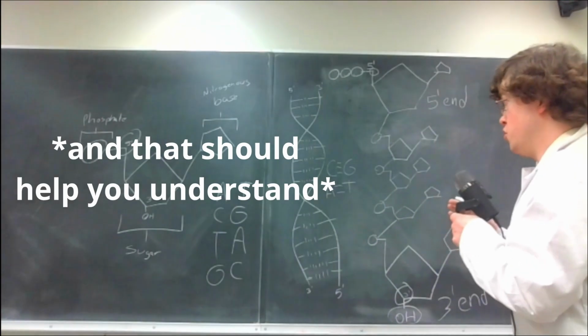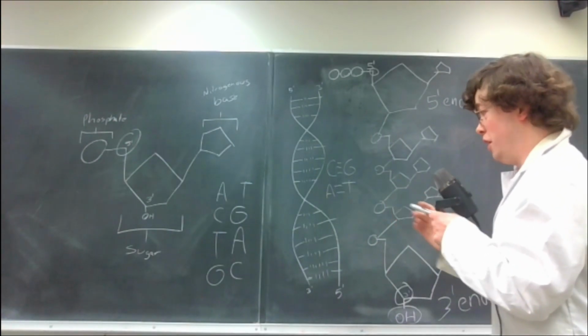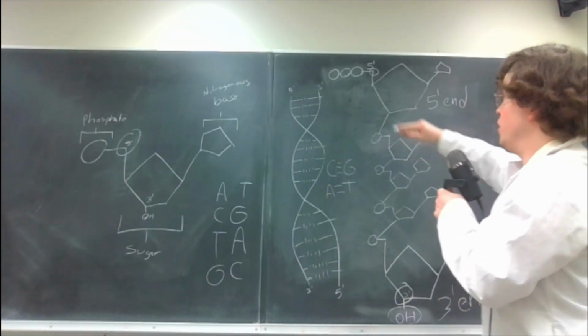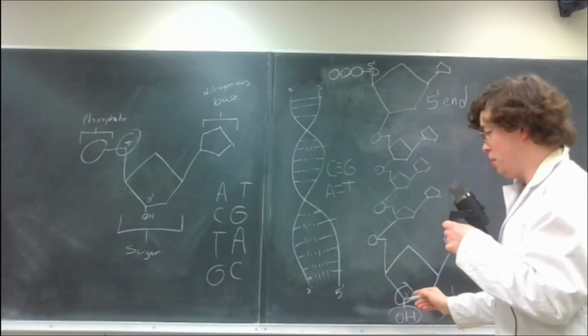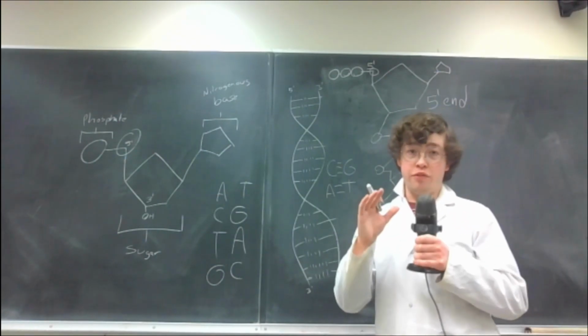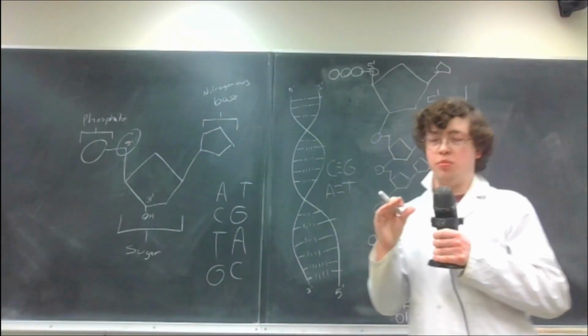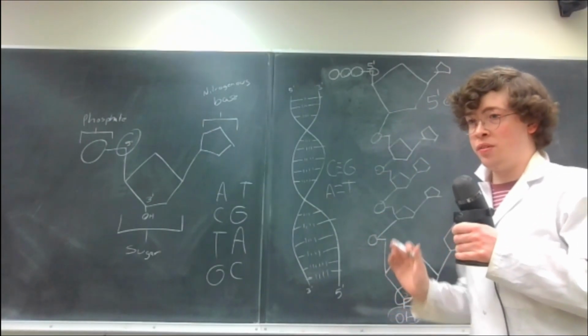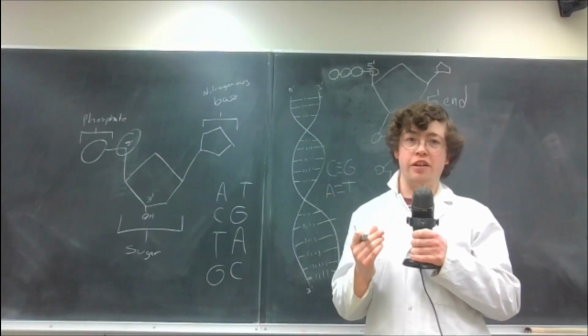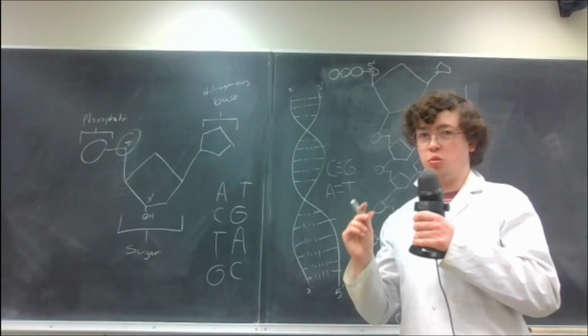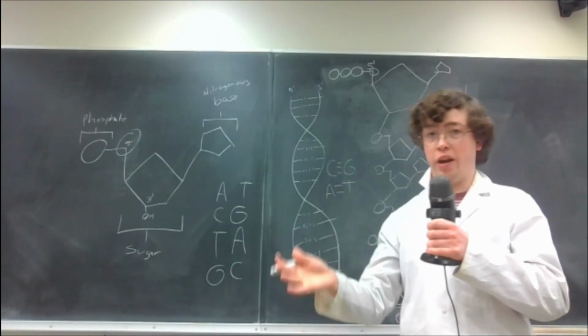And that helps you understand why DNA has directionality. It has a direction because we have a distinct 5' and 3' end of the DNA. And if DNA has directionality in terms of the 5' and 3' ends, that helps us understand how DNA can be antiparallel, because the two strands of DNA run in opposite directions.